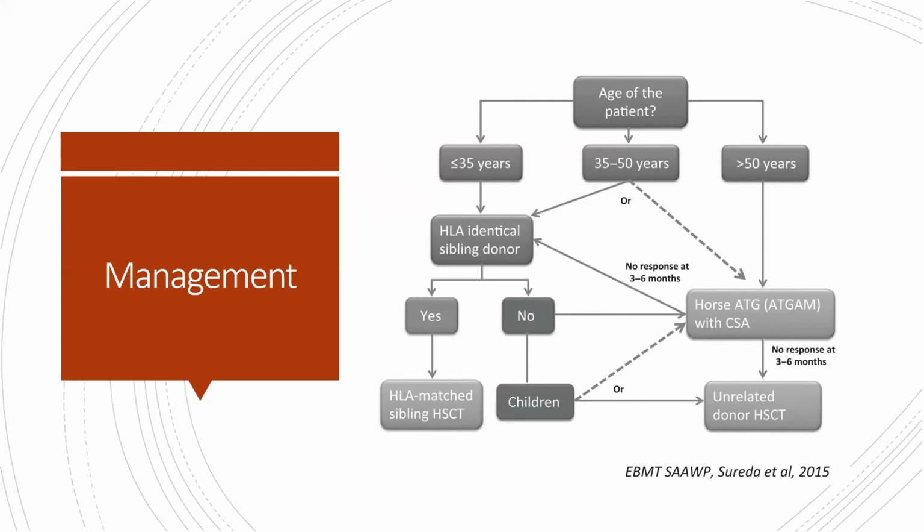And if the treatment doesn't work or there's no response in 3 to 6 months, we might actually consider whether we want to have an unrelated donor, to find the unrelated donor for the hematopoietic stem cell transplantation. For children, we will put more emphasis on how to find a suitable donor for them for the hematopoietic stem cell transplantation as well.